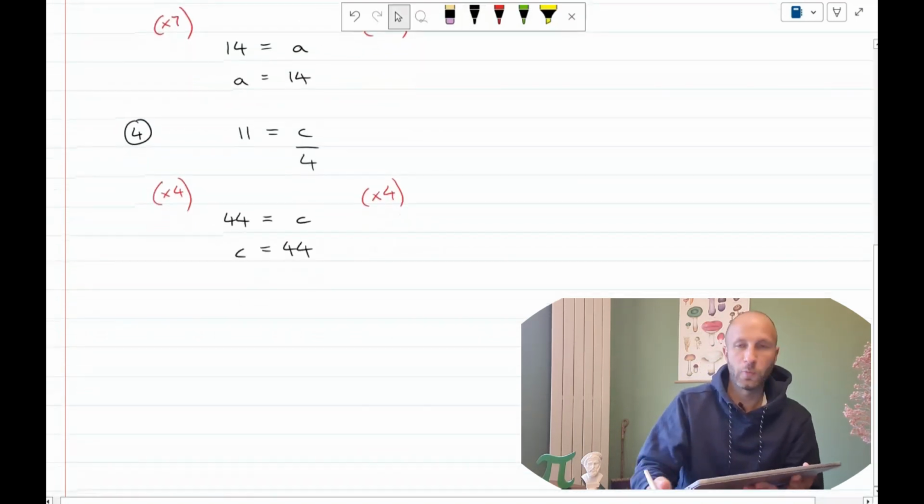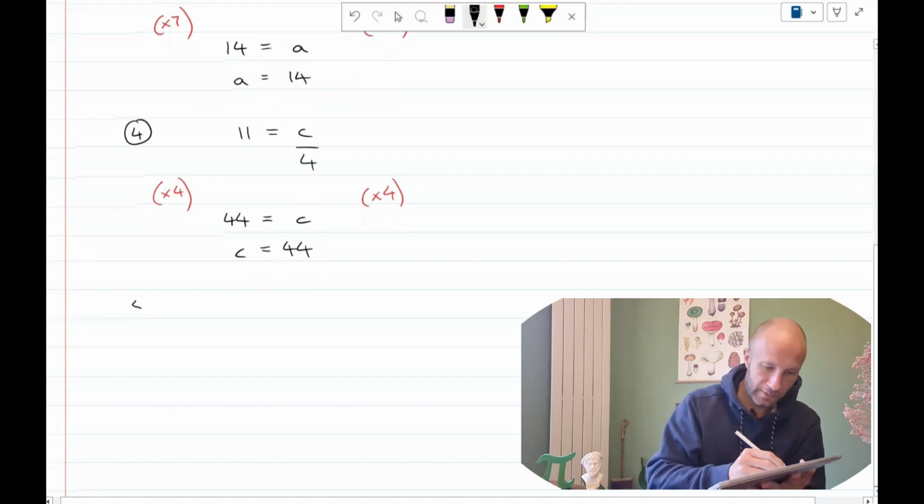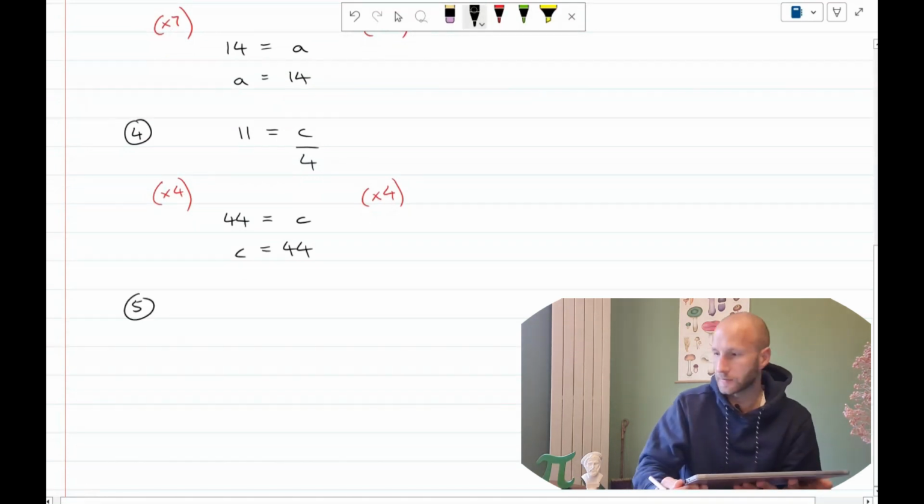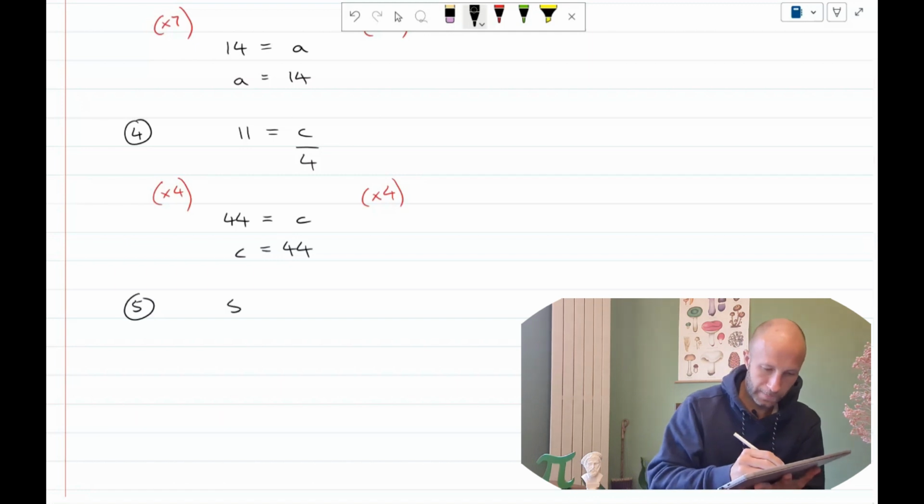So they're all just kind of one-step equations with fractions. These are now going to be some two-step equations with fractions. So we've got 5x over 2 equals 10.